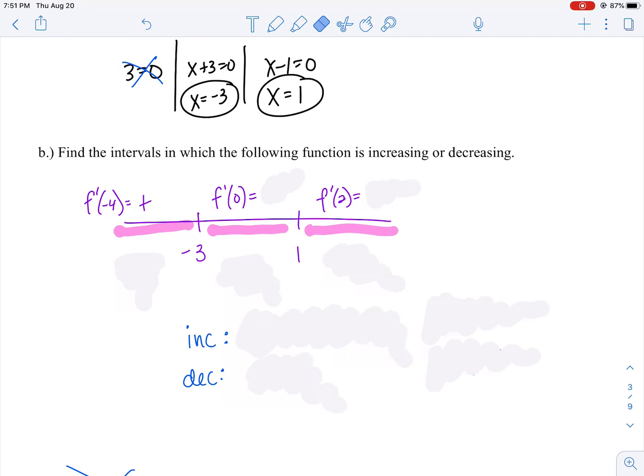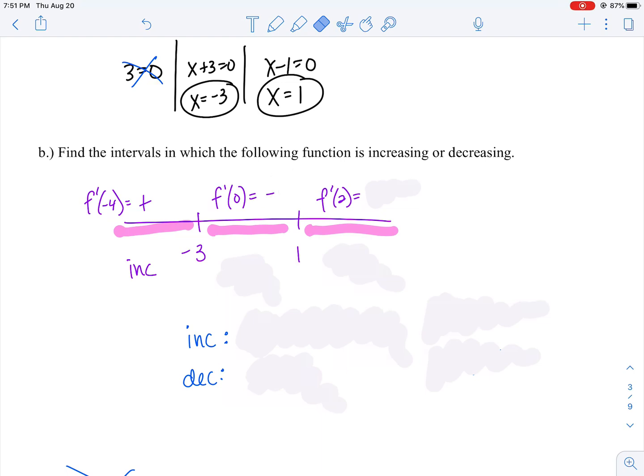So my function is always going to be what in that interval? Increasing or decreasing? Increasing, right? Because my derivative is positive. If the slope of my tangent line is positive, if my derivative is positive, then my function has to be going up, has to be increasing. Now let's test the interval between negative 3 and 1. Pick any number between negative 3 and 1. To me, the easiest is 0. Plug that number into your derivative and see if it spits out a positive or a negative number.